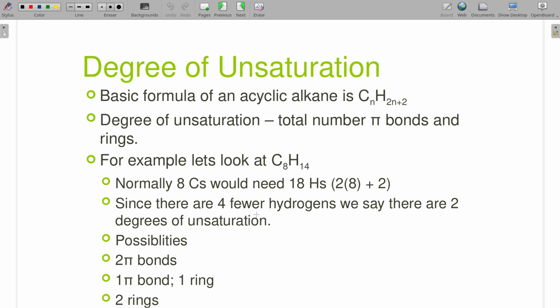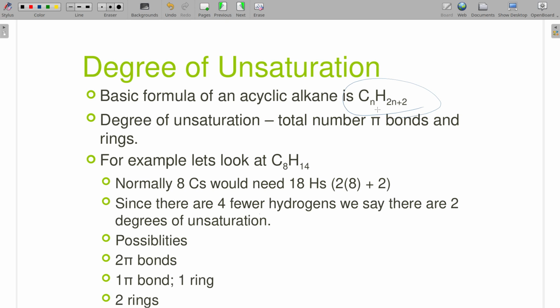So the first thing we're looking at here is called the degree of unsaturation. Basically, it's talking about how many hydrogens have been removed. It's also sometimes called the degree of saturation because of that. Now, we learned already with our alkanes that generally speaking, the number of hydrogens is twice the number of carbons plus 2. That's where that formula comes from. So we actually use that formula to calculate what we're going to call the degree of unsaturation.